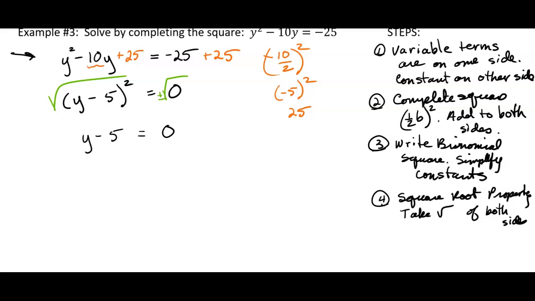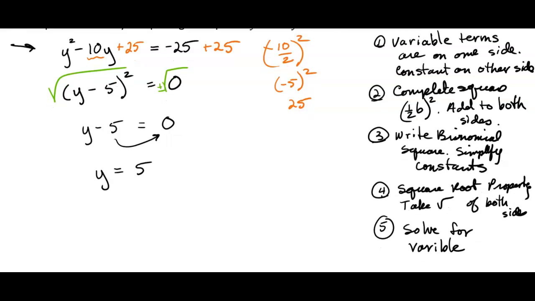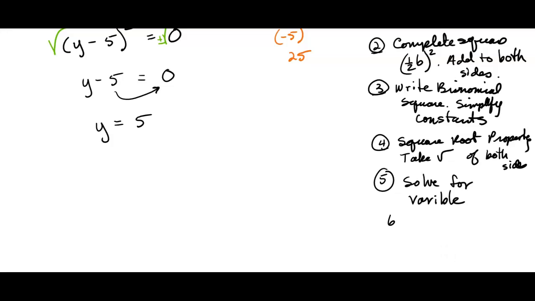Okay, so then we're going to take the 5 to the other side, and we're going to have y equals 5. In this case, we only got one answer, so that's okay. I guess our last step is solve for variable. And they mention in the book to check the answer, but I'm not going to check it. You can do that.